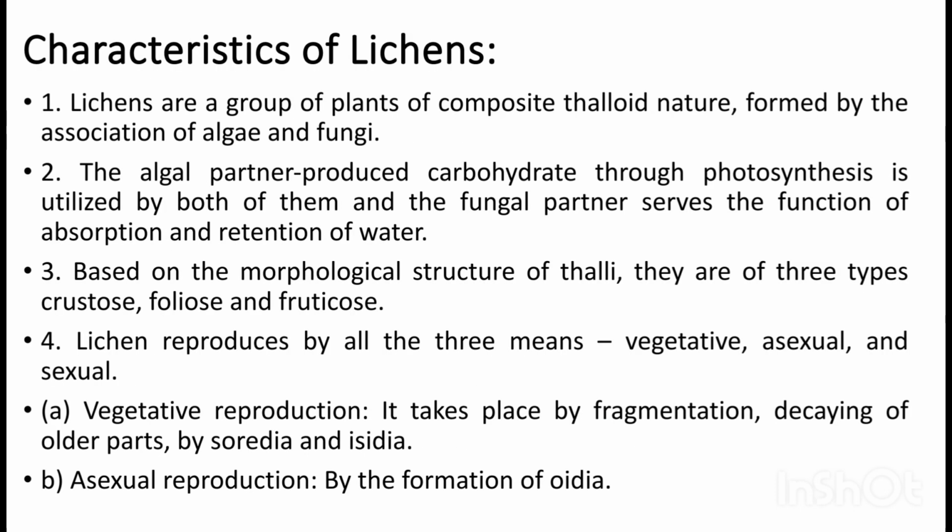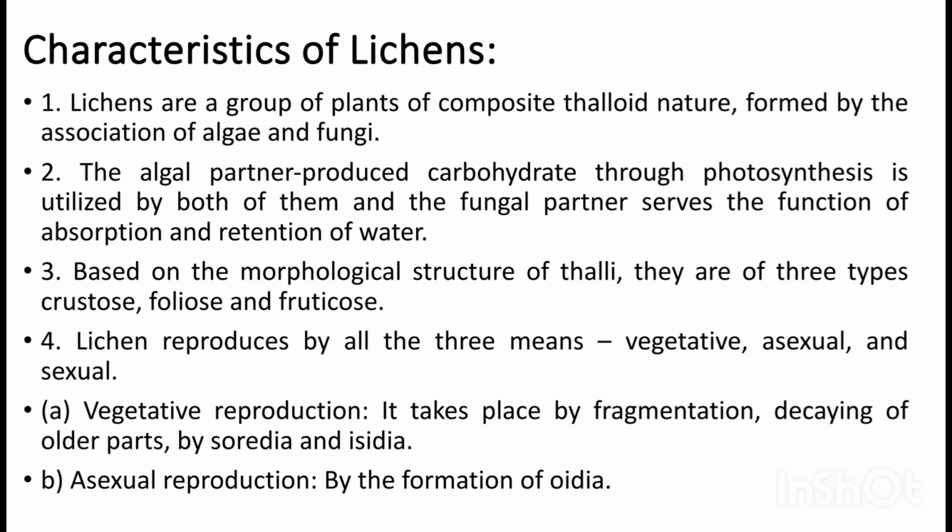Then characteristic of lichen. Lichens are a group of plants of composite thalloid nature because it is composed of algae and fungi. The algal partner produces carbohydrate through the process of photosynthesis, and the fungal partner absorbs water and mineral from the soil and also does the reproduction.